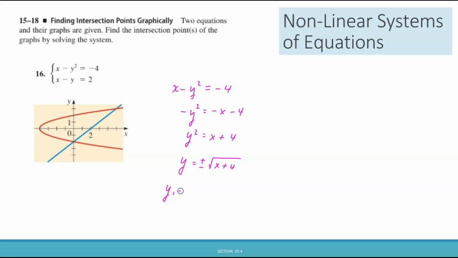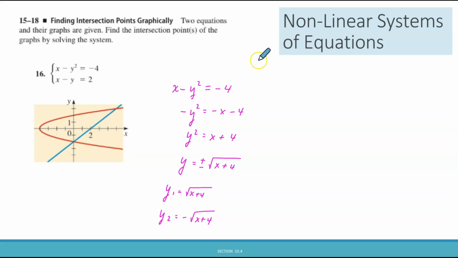In y1, we're going to put in the positive square root of x plus 4. That's going to generate the top part of this red graph. In y2, we're going to put in the negative square root of x plus 4. The negative square root of x plus 4 is going to graph that bottom half. So I actually need two equations to graph x minus y squared is negative 4.